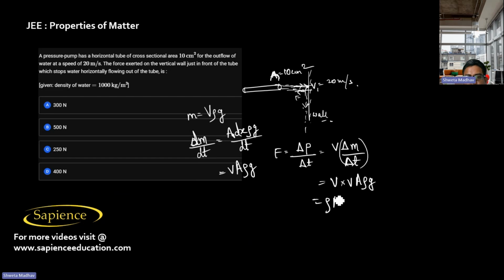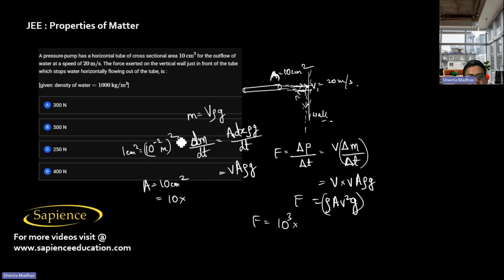Which is equal to rho A V square into G. So this will be the force that is exerted on the vertical wall just in front of the tube. So that force will be equal to rho, that is 1000, that is 10 power 3, into A, the cross-sectional area, that is 10 centimeter square. It's 10 into 1 centimeter square, that is 10 into (10 power minus 2 meter) whole square.